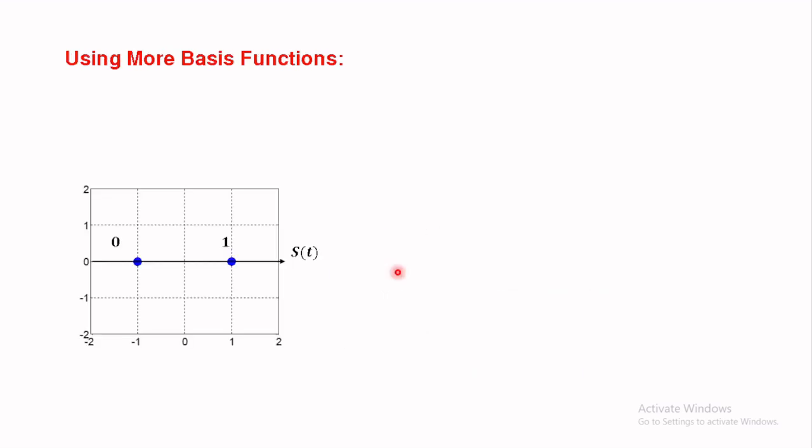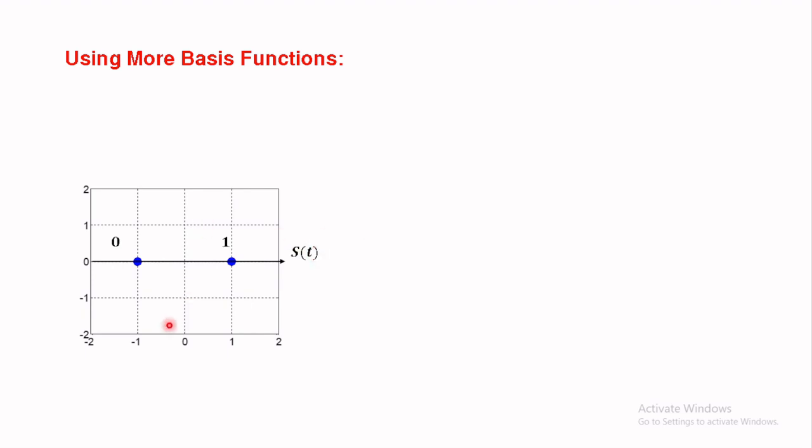So what we did previously, we defined a base function or a base signal, and we geometrically represented the signals for the 1 and for the 0 in terms of this signal, as we saw here. So here each point represents a signal. This here is 1 times this base function, and this here is minus 1 times this base function.